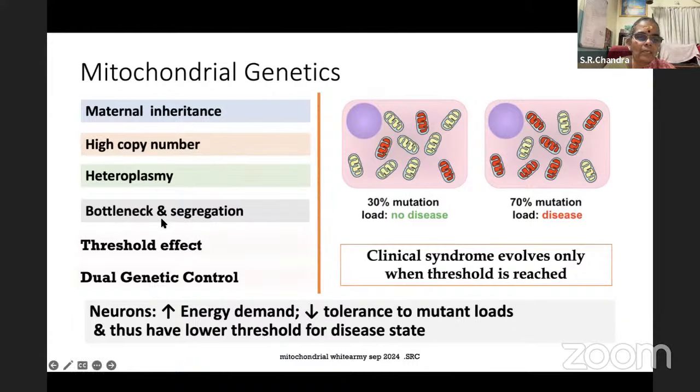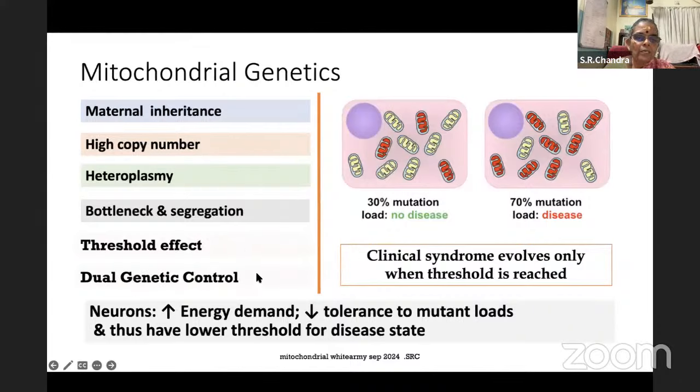And what is bottleneck and segregation? The bottleneck effect is that one patient might get a maximum number, up to 70%, of abnormal mitochondrial genes, so he becomes symptomatic. Another child in the same family has only 10%; he may transmit, but he doesn't become symptomatic. That is called the bottleneck effect. And the threshold effect is the amount of defective mitochondrial DNA needed to cause disease. That is about 70%.